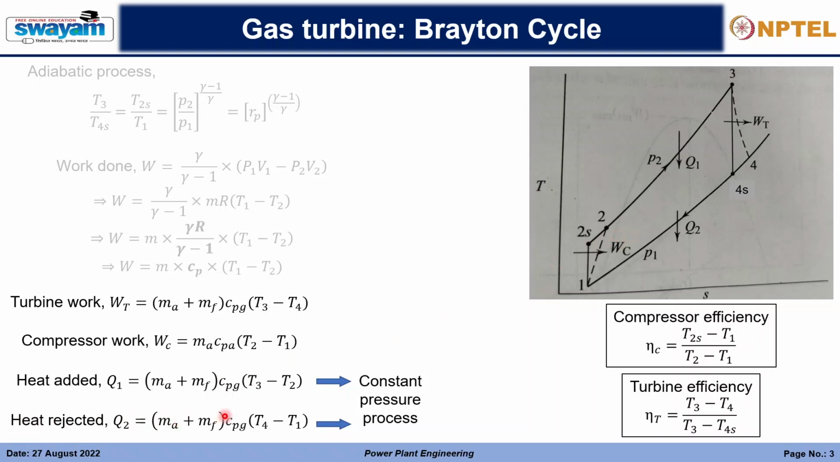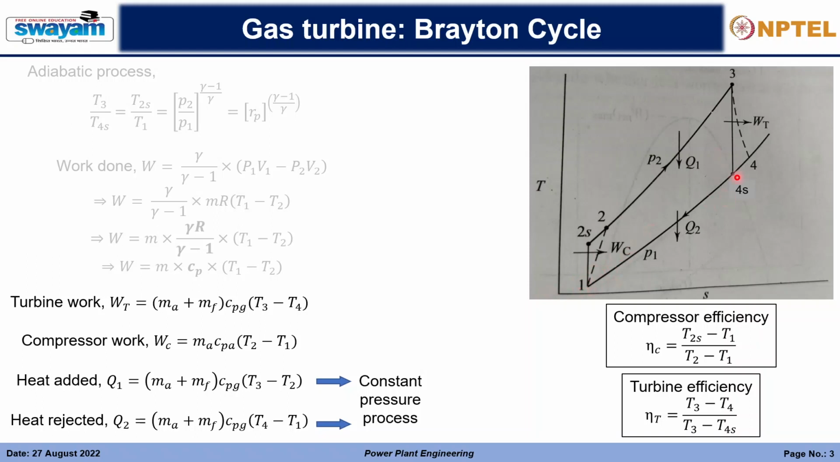Then the heat rejected: since the turbine exit will contain both air and fuel, it will be (Ma plus Mf) into Cpg into (T4 minus T1). So why are we considering this? Because T1 is the inlet condition of the air entering the compressor. So the total energy that the flue gases exiting the turbine have will be compared with respect to the inlet conditions of the ambient, right?